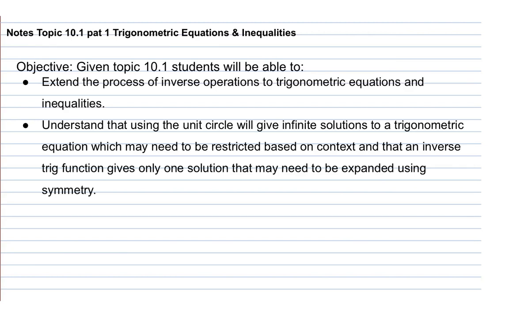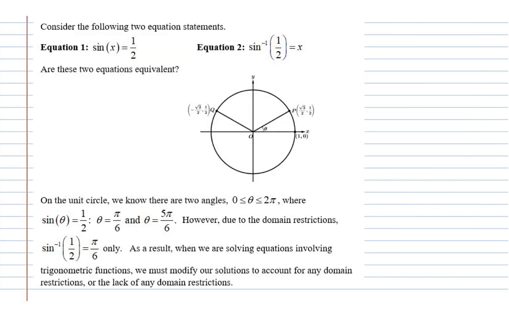So we have two main objectives, but the ones we're going to focus on are the trigonometric equations. For both of them, we'll probably do inequalities in part 2. So here, they're given two equations. We have regular sine of 1/2 and arc sine of 1/2. And they're asking, are these two equations equivalent?